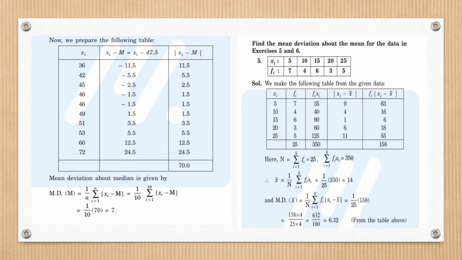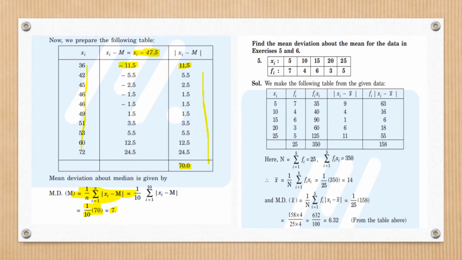Now let us prepare the table. This is the table for xi. Now xi minus m, that is xi minus 47.5, will give me 36 minus 47.5, that is minus 11.5, and likewise the rest can be obtained. And here is the table for mod of xi minus m. So this is taken as 11.5. All the negative values will also become positive. Their sum is 70, and applying the formula for mean deviation about median, I obtain it as 1 by 10 times 70, which is 7.